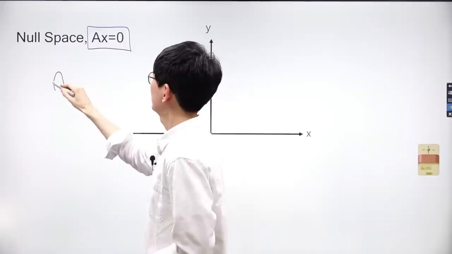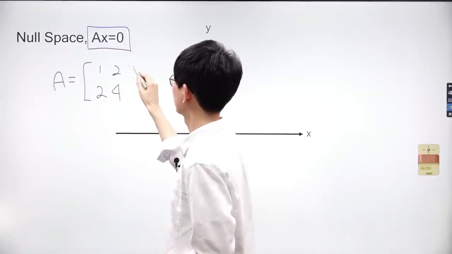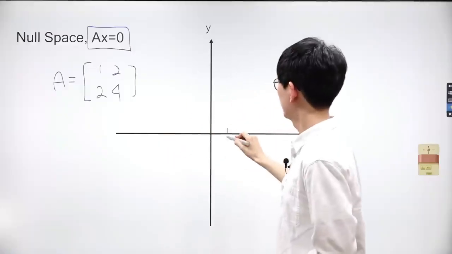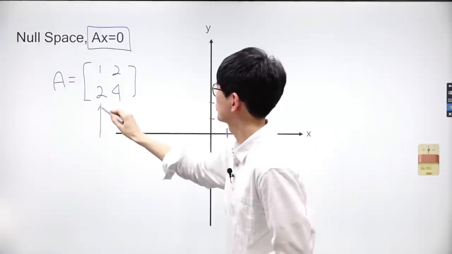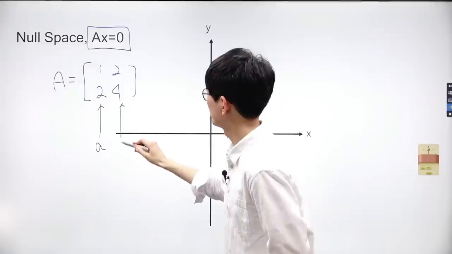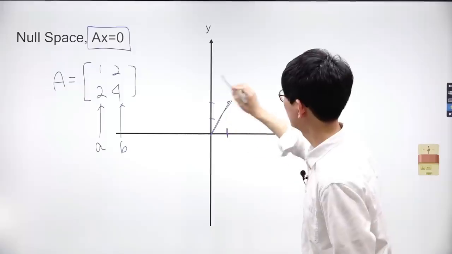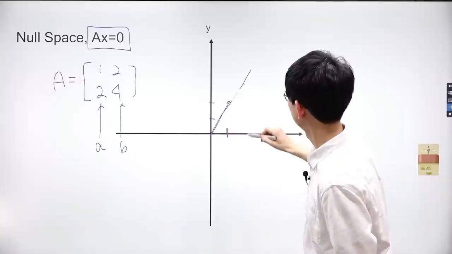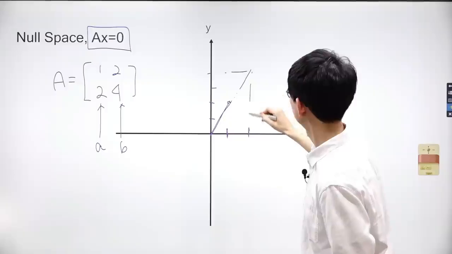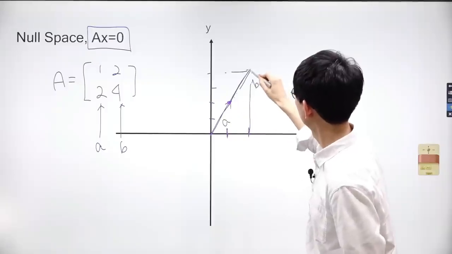Let's explore matrix vector multiplication within a two-dimensional plane. Consider the equation Ax equals 0. Let matrix A be defined by the vectors 1, 2, and 2, 4. We'll denote each vector as A and B. Let's plot vector A and vector B on a two-dimensional plane. So this is vector A, and this is vector B.